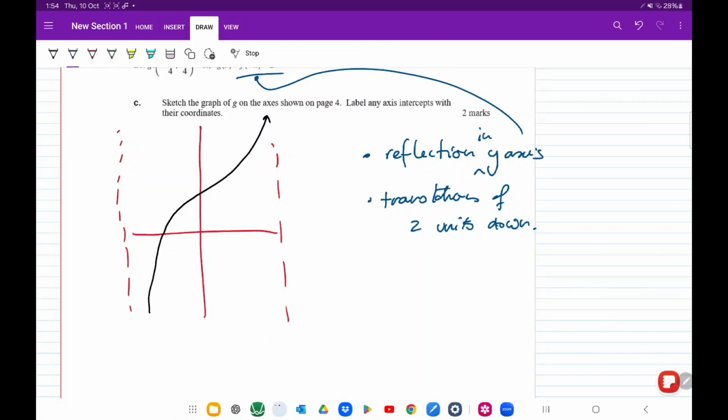Okay, so if we look at the graph, there's a reflection in the y-axis and translated 2 units down. So all the y values will now be reflected, so that one will appear down here, and something that appears up here will now appear down here. And if it's translated down, it'll also look like that as such. Okay, now obviously that scaling is terrible.